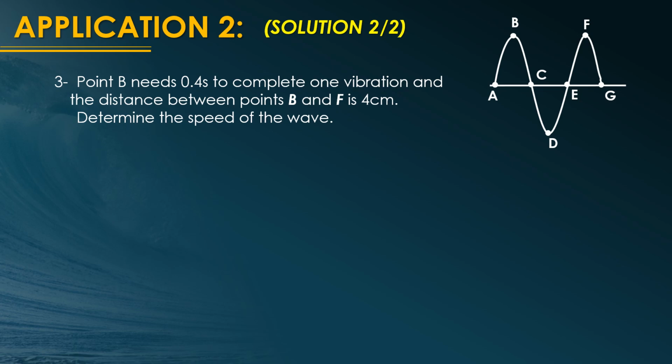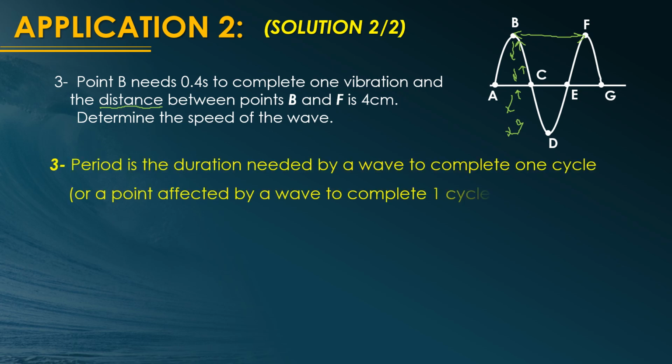If we go to the given data, B needs 0.4 seconds to complete one vibration. That means if B is here, it needs to move down, then back up, okay? I'm scribbling, in fact, it needs 0.4. That defines one period. Now, the distance from B to F, or the space between B and F, is simple. Since the given is distance, that's great. The distance between two consecutive crests is nothing but the wavelength. So we can directly go and write.